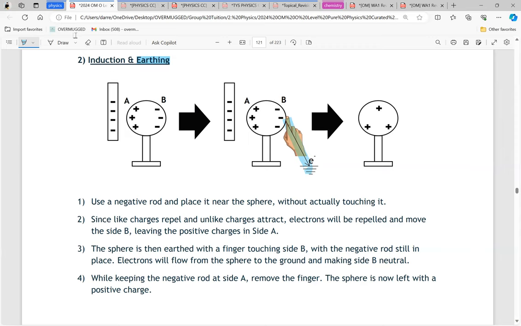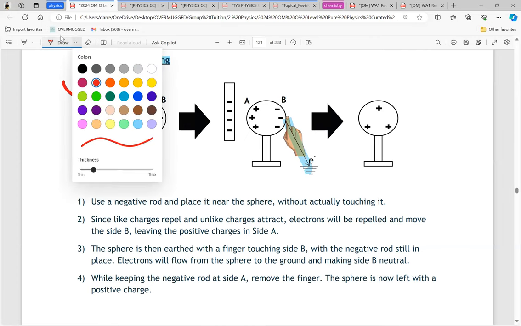Okay, let's run through how this whole thing works slowly. First in, last out. What's the first thing that comes in? The rod, right? So the first thing I bring in is the rod. I have my negatively charged rod. Unlike charges attract? No, like charges repel, right? So my electrons all get flushed over to the right side while leaving behind the positive charges on the left.